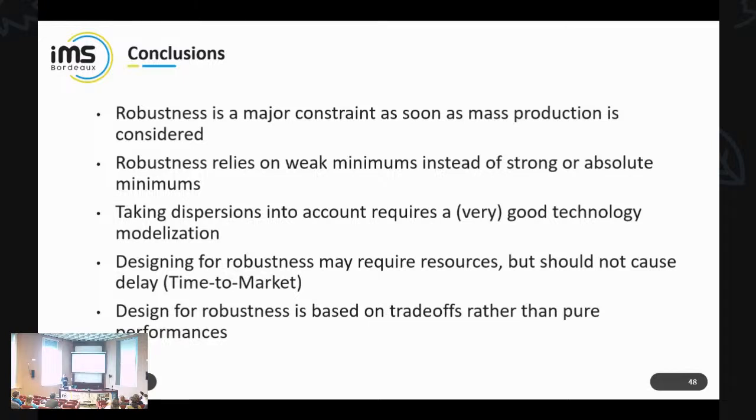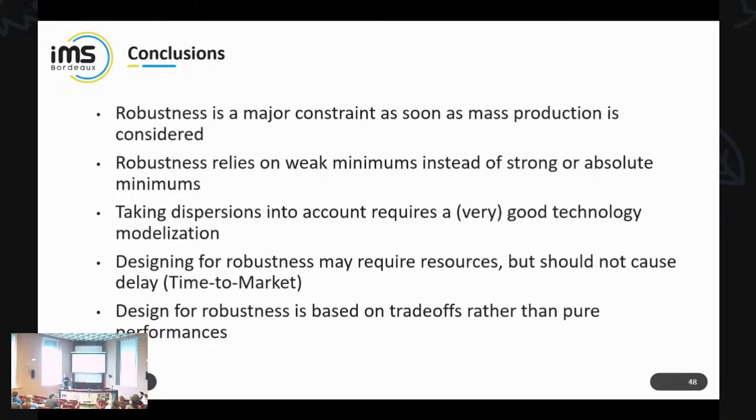And you have to take this dispersion into account, but it requires a very good technology modelization and it can cost time. So the leader of the group has the responsibility of stopping the team when you are spending too much time trying to have something which is perfect. Perfection is not of this world, and you will spend time running after that. So it's a problem, but you will have to rely on your senior designers to say, okay, we have to stop right now.